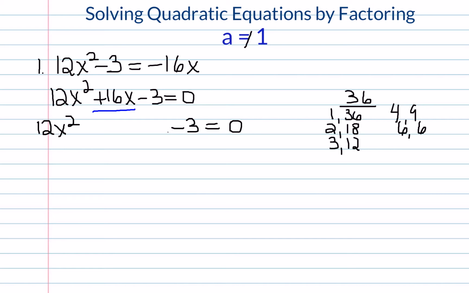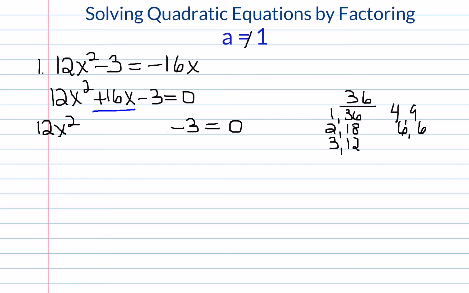Our next step is to take the coefficient of x squared, which is 12, and multiply it by the last term. We're not going to worry about the negative. We're going to multiply 12 by 3, and that gives us 36. I went to the side of my paper, wrote 36, and listed all the factors of 36, all the pairs. 1 times 36, 2 times 18, 3 times 12, 4 times 9, and 6 times 6.